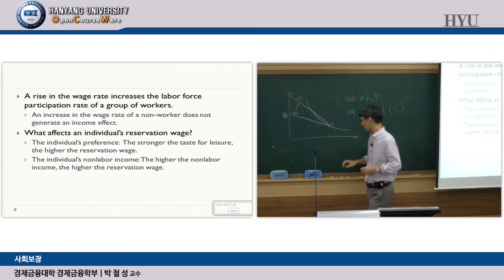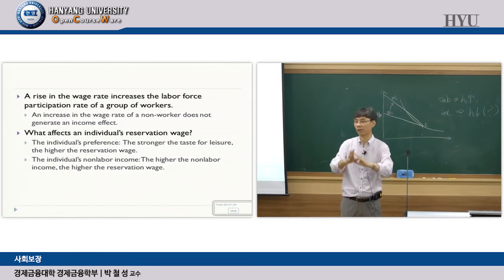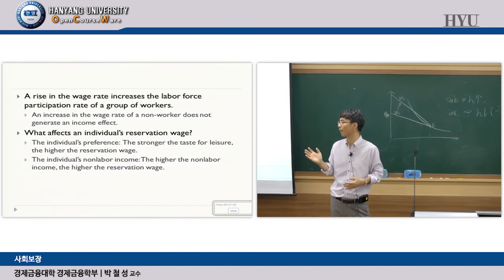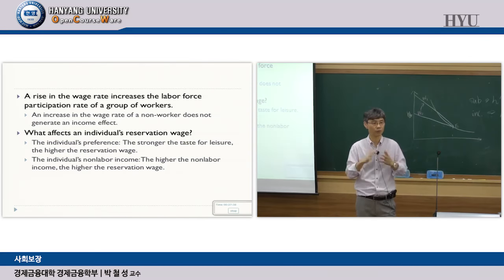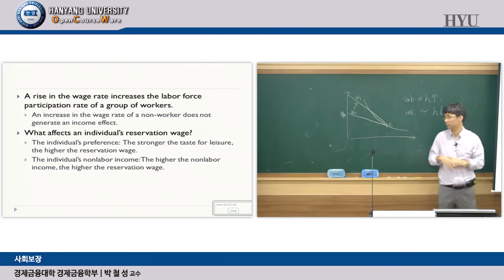So I said the group of people, so let's think of a group of individuals. Then let's say for that group, wages go up. Then we cannot say for sure whether the individuals who are already working among the group, as a group, are going to work more or work less. But we can say for sure that there will be more people who are going to work. So that's the first part.